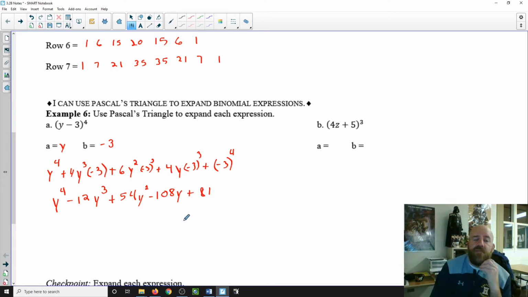So like I said before, this is an optional method. You could write out y minus 3 4 times and multiply it all together. It's just going to take some time. This is definitely much quicker.